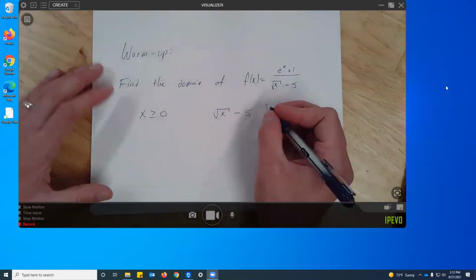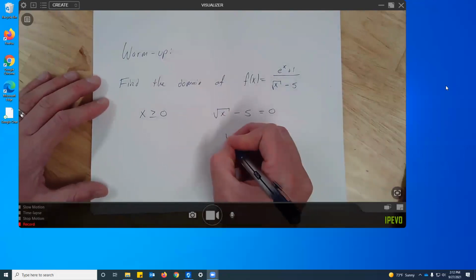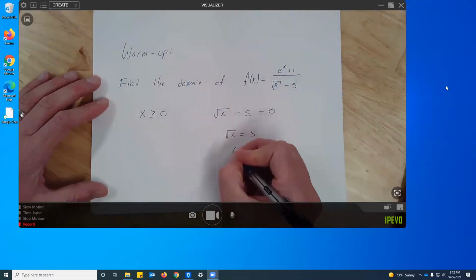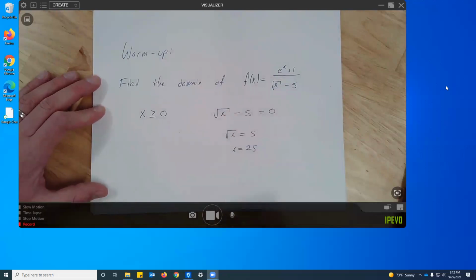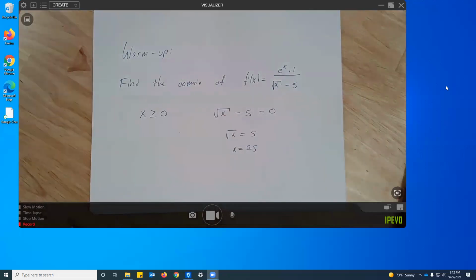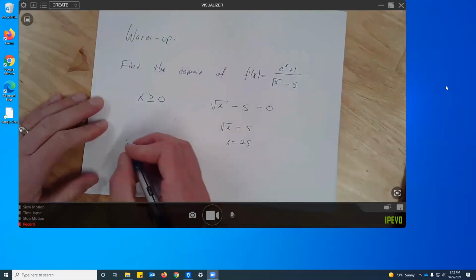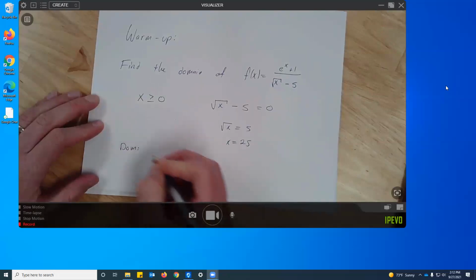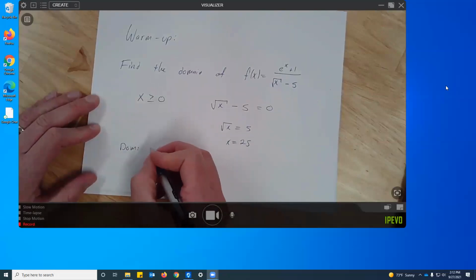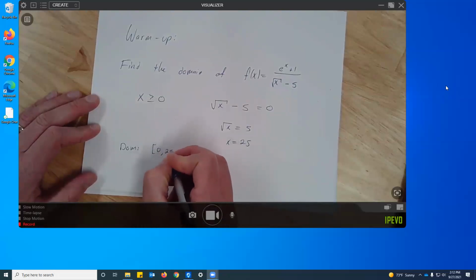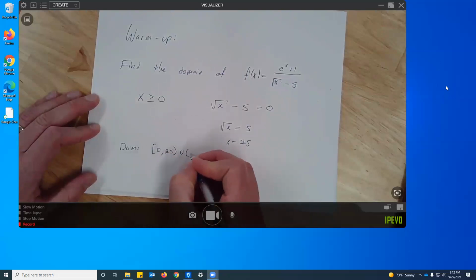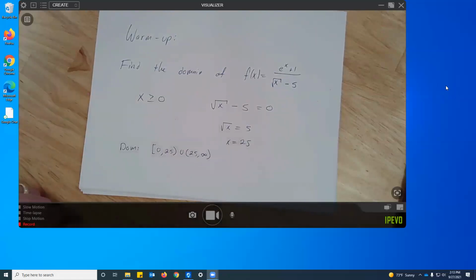So we set it equal to 0 and then solve. And let's say we're going to get x equal to 25. So our domain here is everything bigger than or equal to 0 with the exception of 25. So I go from 0 to 25, and then everything from 25 onward, excluding 25.